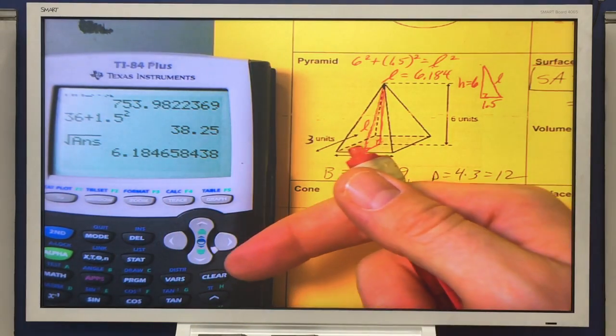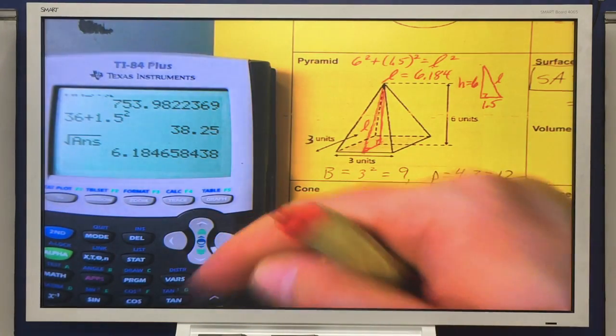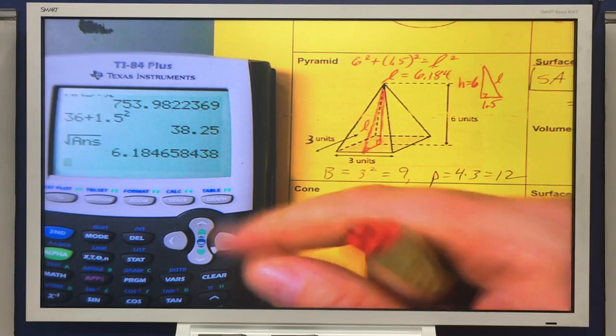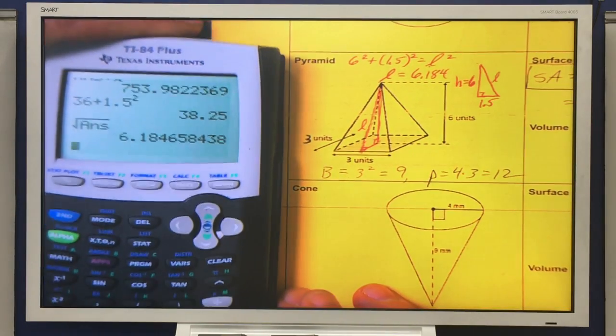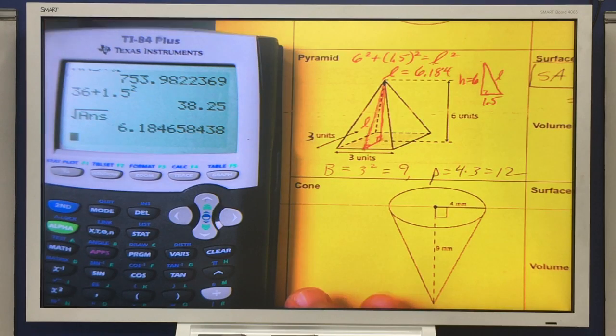I'm not going to do what a lot of kids do and just sit here and nervously tap on the clear button. I'm not going to do that. I'm going to leave that on my calculator. But I know what my slant height is, and that's good news.